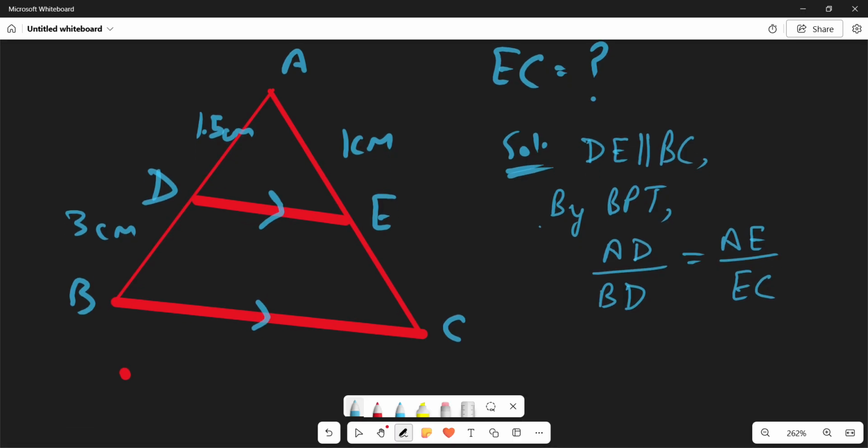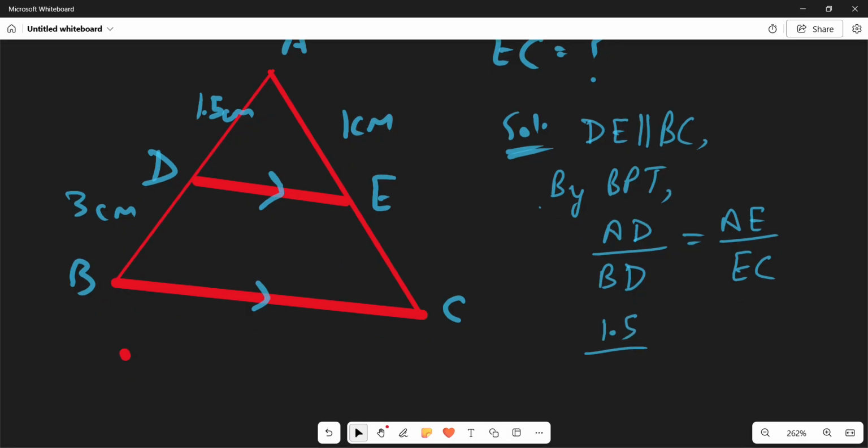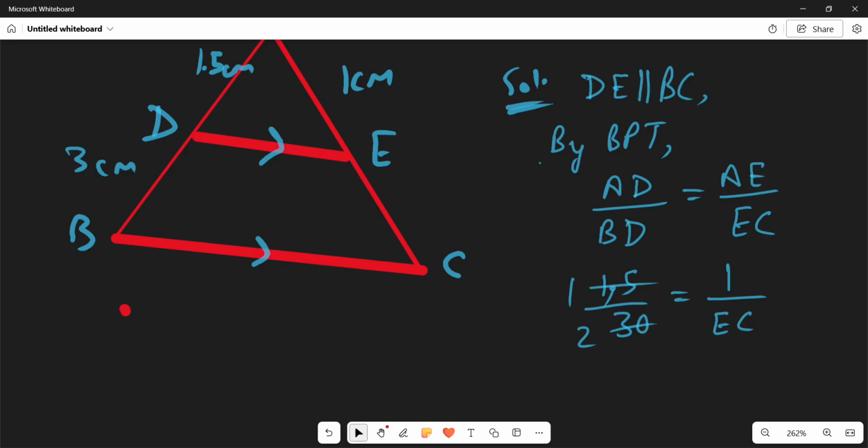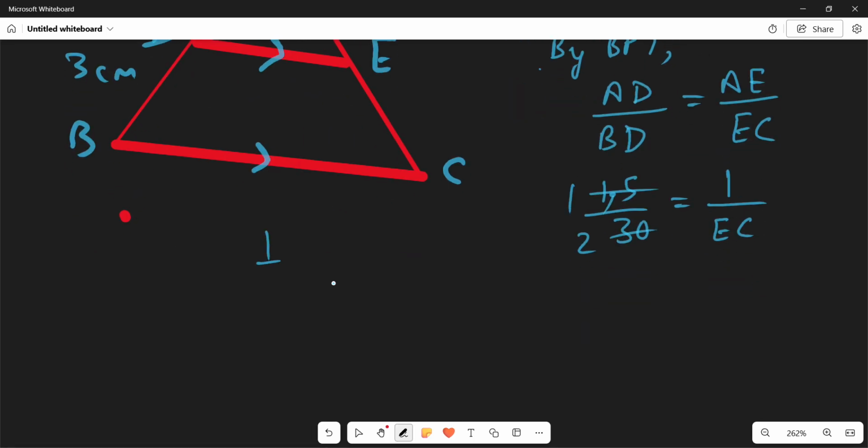Now I'll just substitute the values. AD is 1.5 upon BD, which is 3, equals AE, which is 1, and EC is what we need to find. So let's reduce it. The point is gone. We remove the point and put a 0 in the denominator. 15 ones are 15, 15 twos are 30. So I get 1 upon 2 equals 1 upon EC. So I'll just take the reciprocal and get EC equals 2 centimeters. So EC equals 2 centimeters.